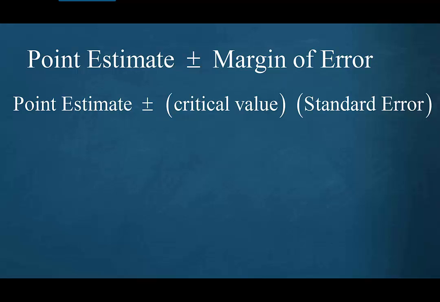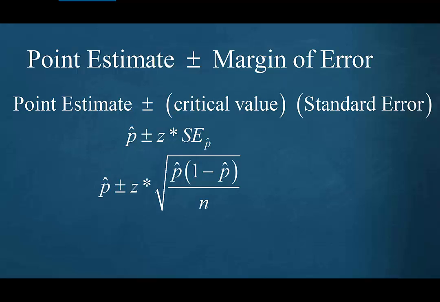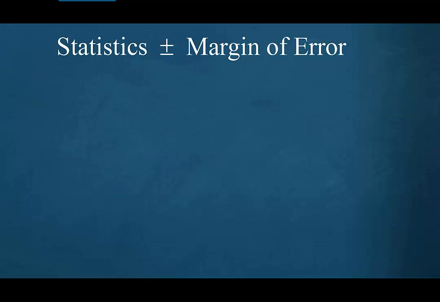So for proportions, we wrote it as p hat plus or minus z star times the standard error proportion. And then if we replace standard error proportion with its formula, we finally got p hat plus or minus the critical value times that standard error term, which is the square root of p hat times 1 minus p hat all over n. Let's develop this same notion for sample means.